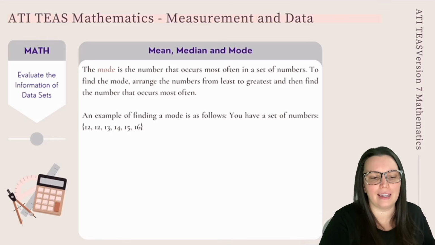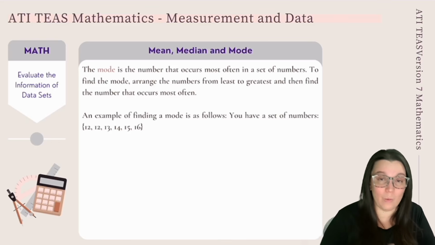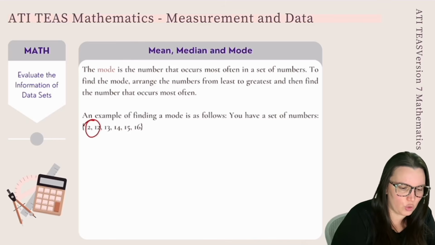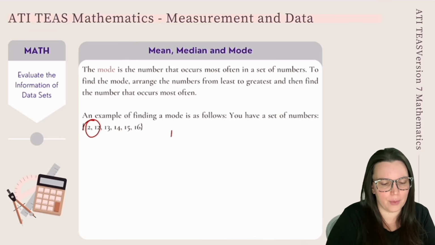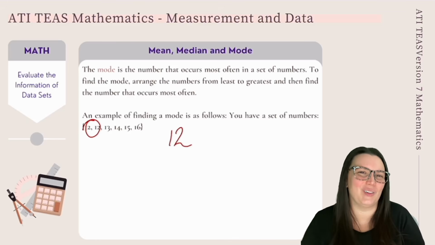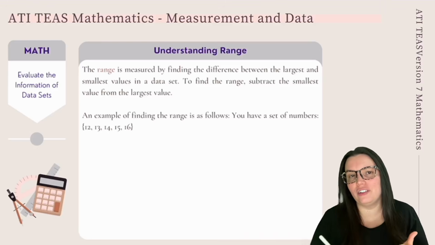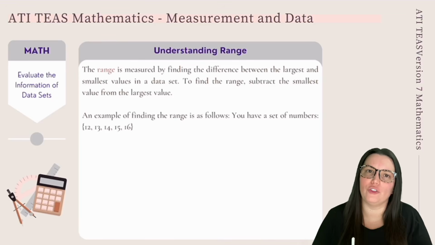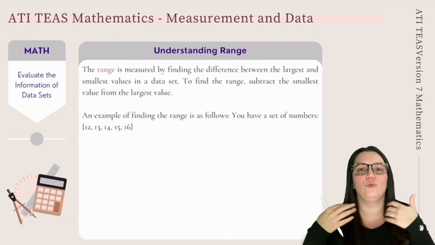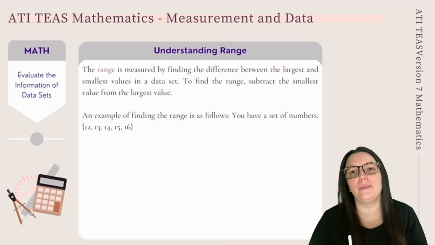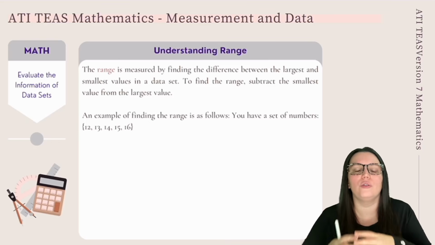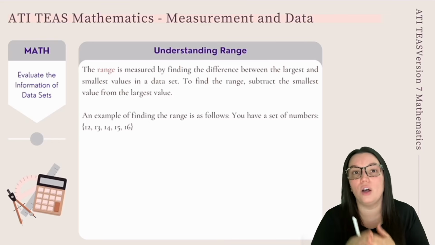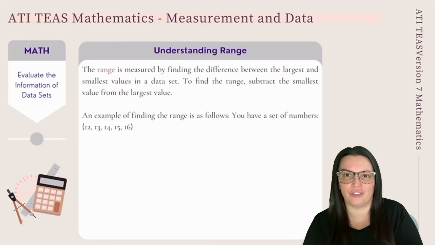So thankfully, it's already in that arrangement that we need it to be in. So now we're just looking at the number that occurs the most. Well, as you can see for this example, 12 occurs twice. All the other numbers occur once. So the mode of this particular equation is going to be 12. An additional number that you're most likely going to have to find in the measurement and data portion of this exam is range. So range is measured by finding the difference between the largest and smallest number in a data set. So to find the range, we're going to subtract the smallest value from the largest value.